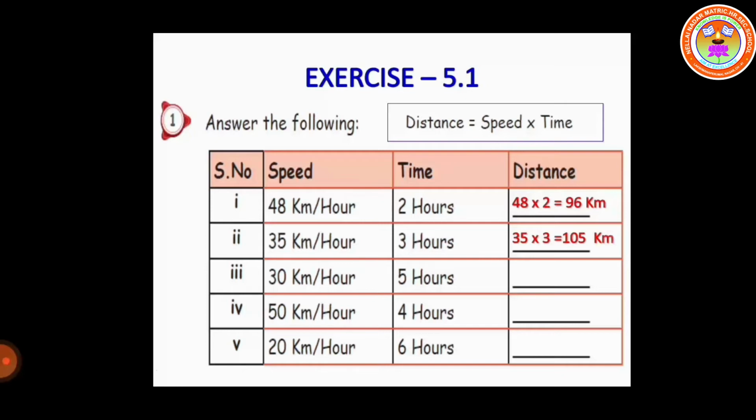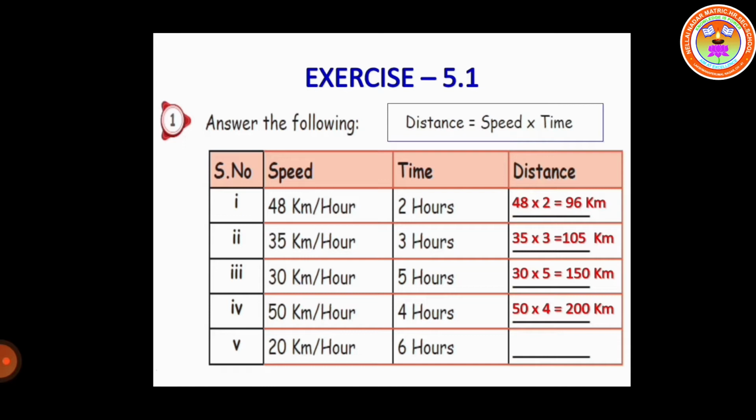See the third one. Speed given is 30 km per hour. Time 5 hours. Multiply both, 30 into 5, 150. Unit is kilometer. Fourth one. Speed given 50 km per hour and time given 4 hours. Multiply 50 and 4. We will get 200.